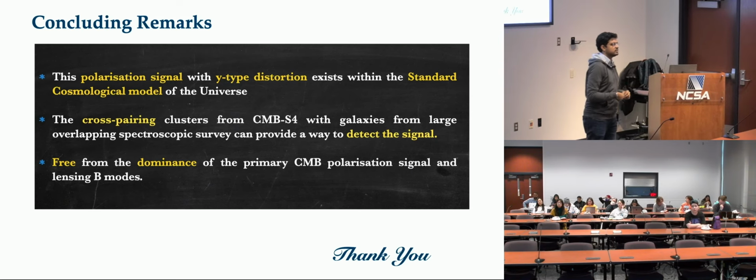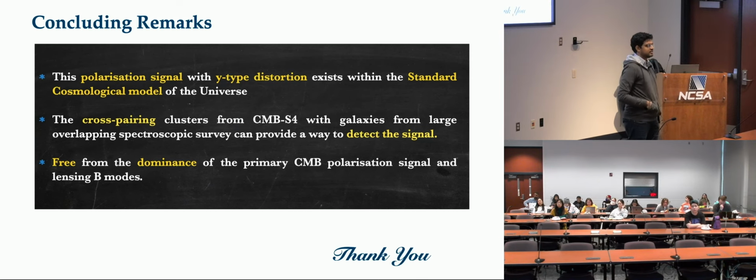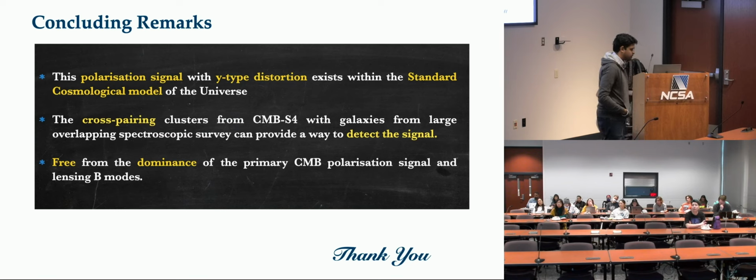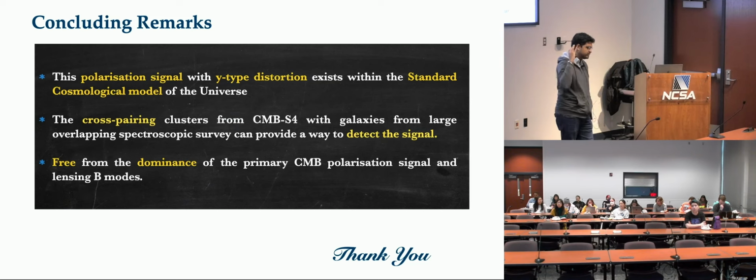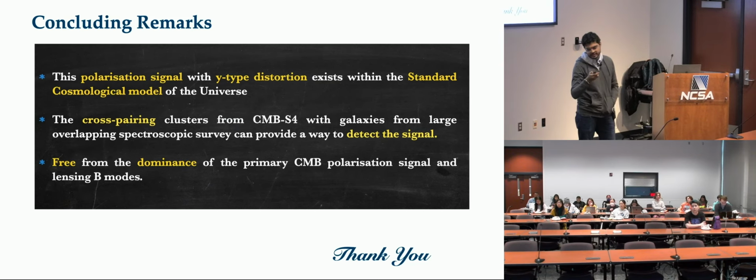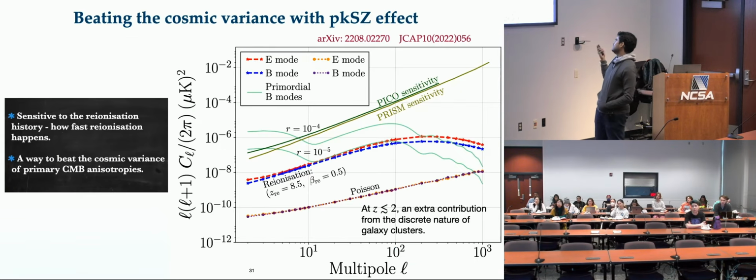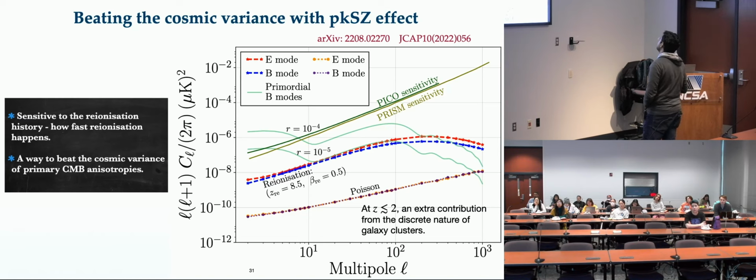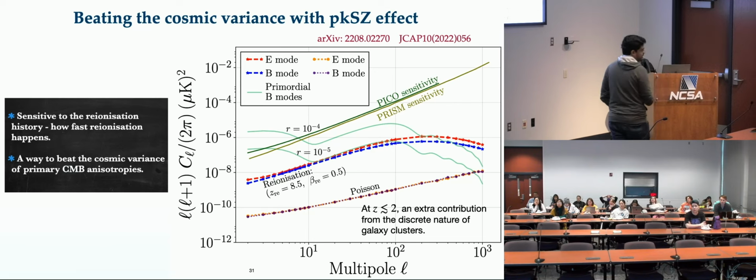And on that point, do you really need to do pairwise? Why can't you just cross-correlate the Y polarized Y map with a galaxy survey? Sure, you can cross-correlate and that will increase the signal. Before this work, we did another work where we actually estimated the E and B mode power spectrum. So for example, I can probably show. What you're looking at is the E and B mode power spectrum of the Y distorted component from the era of reionization.